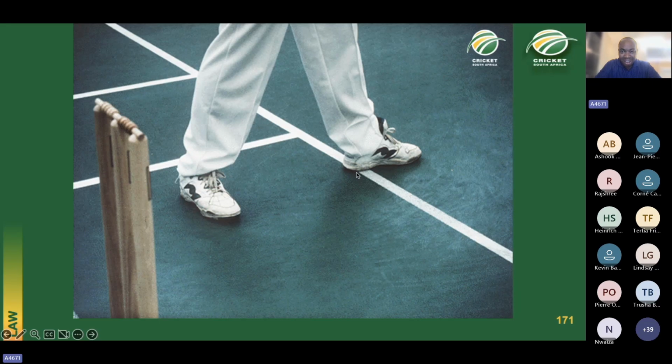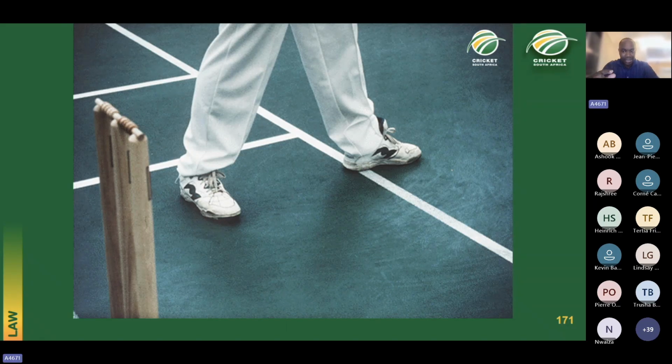Is there anything grounded or raised behind the back edge of the popping crease? If you look very closely, you will see that there's about a centimeter of the shoe grounded behind the back edge of the popping crease. So this is tight, and I would tell the bowler to come back a little bit because I want to focus on what we call the business end where the striker is. I don't want to use all my concentration on the landing of the front foot. Yes, it is a fair delivery.